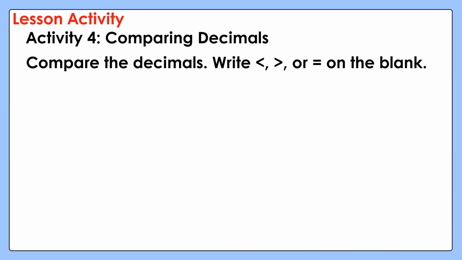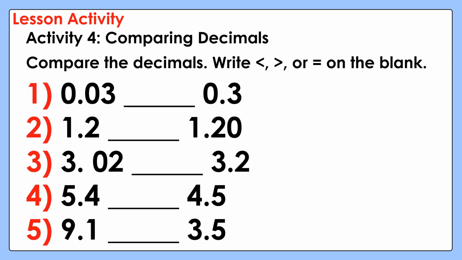Lesson activity. Activity number 4, comparing decimals. Compare the decimals. Write less than, greater than, or equals on the blank. Number 1, 0.03, blank, 0.3. Number 2, 1.2, blank, 1.20. Number 3, 3.02, blank, 3.2. Number 4, 5.4, blank, 4.5. Number 5, 9.1, blank, 3.5.